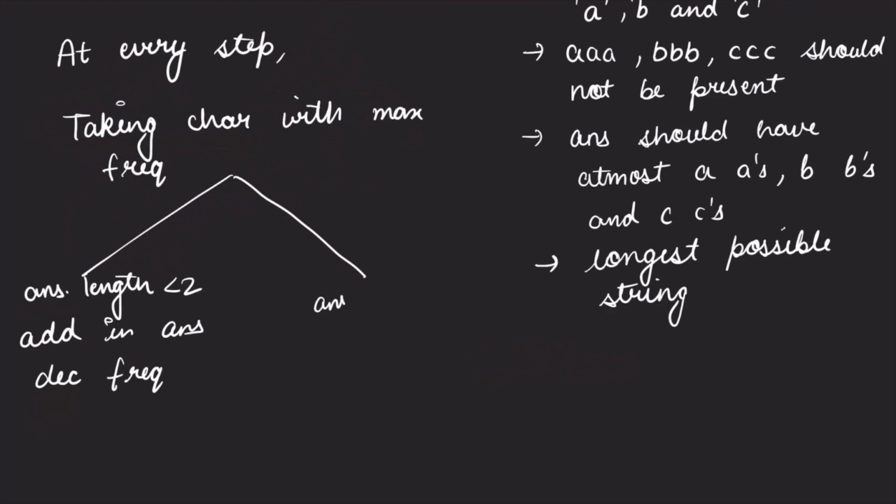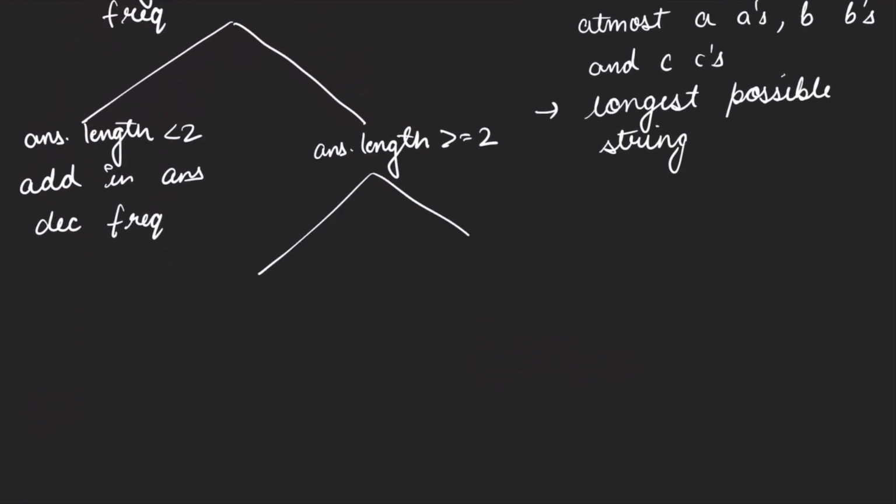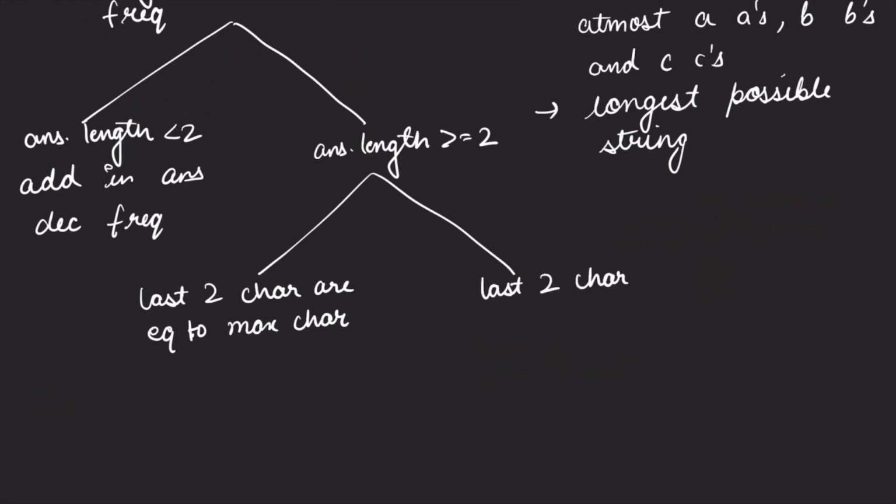Now the second case is that your answer's length is greater than or equal to 2. That means it has at least two characters, so in that case, you can compare them, right? Now in this also, you will have two cases. One is the case where the last two characters, both of them, are equal to your character which is having the maximum frequency. Max character is the character having the maximum frequency. And the other case is that the last two characters are not equal to the max character, right?